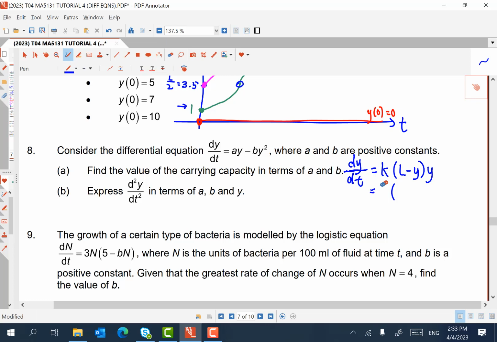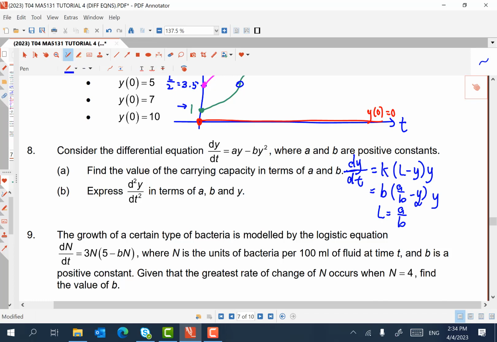Okay, right. So we want to rewrite it so that it conforms to this. Let's take out the y and put it behind. If you take out the y, and take out the b as well, you can have a over b minus y, and therefore the carrying capacity is a over b, right?